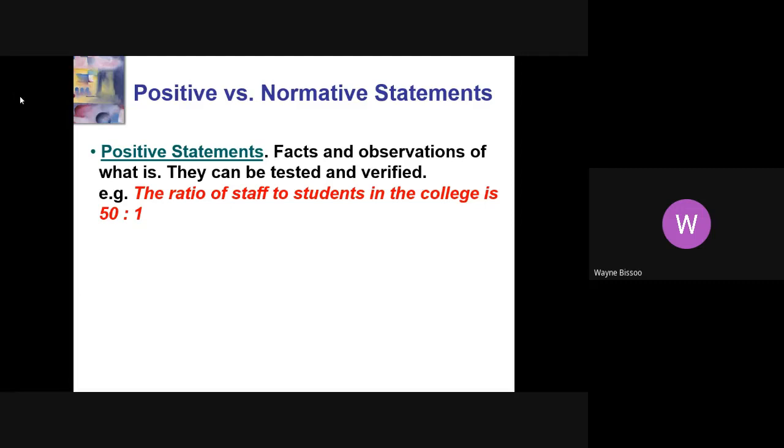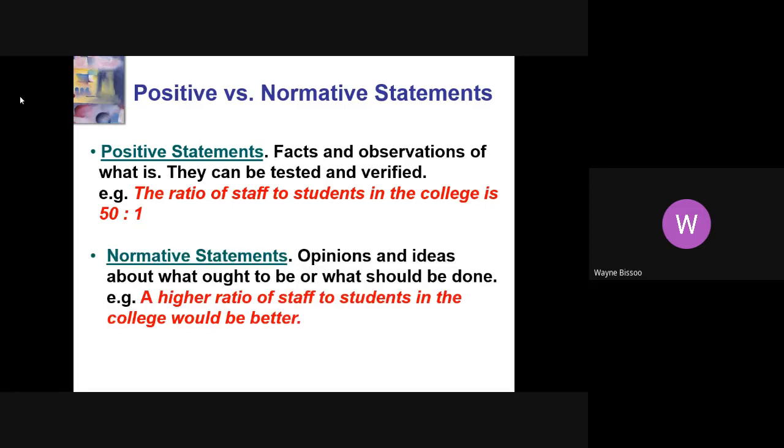Well, because we can get the information from registry about the amount of staff that is hired by the college and the number of students, and then we can work out and calculate the ratio. Now, I've just created this figure here, but it's a positive statement if in fact it were true. Possibly is actually.